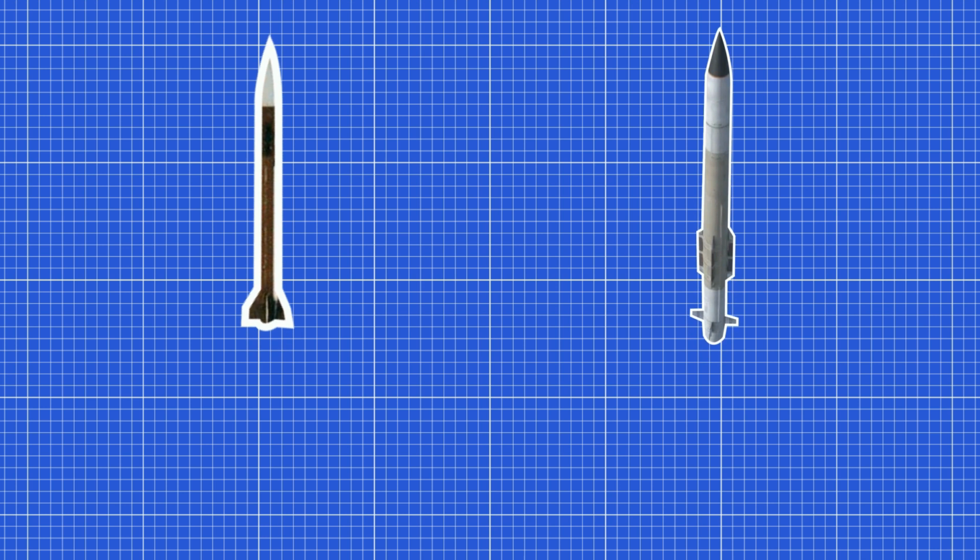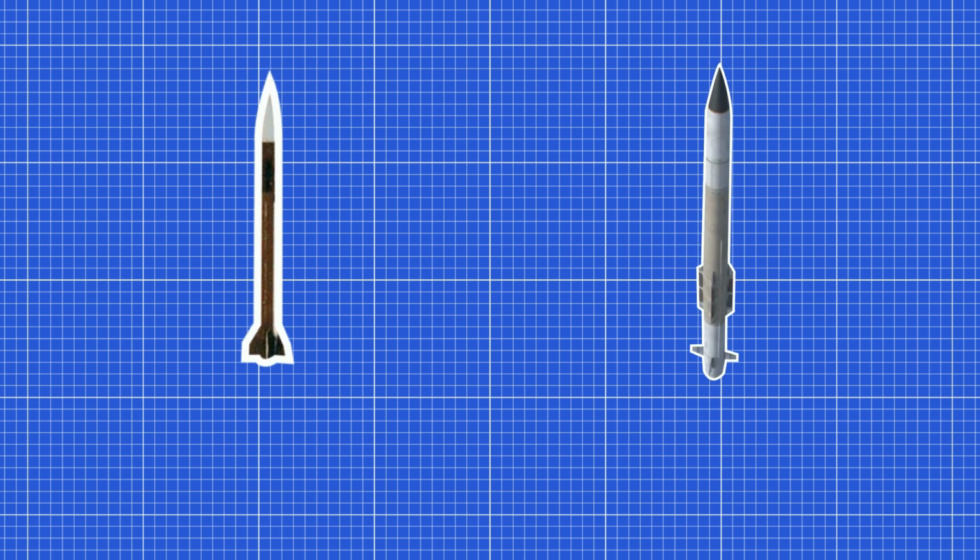Some missiles explode near the target, sending a huge amount of fragments in order to increase the possibility of destroying the threat. Others use pinpoint destruction, meaning that the missile must directly hit its target in order to destroy it. The latter are mostly used against ballistic missiles.